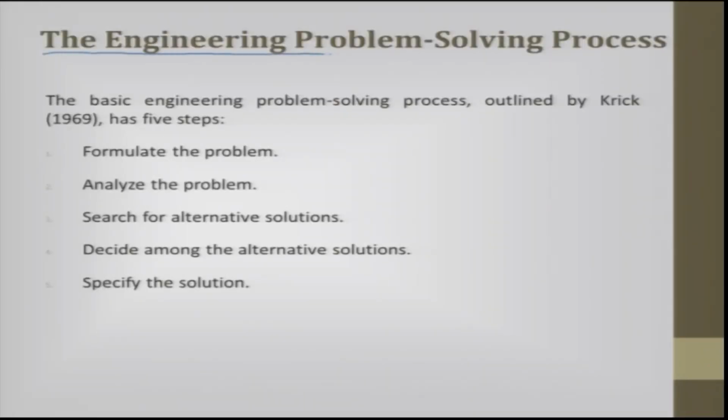So, the last topic in this lecture is going to be the engineering problem solving processes. The basic engineering problem solving process outlined by Crick has 5 steps. First, you have to formulate a problem. Second, you have to analyze the problem. Third, you have to look for alternative solutions. Fourth, you have to look among the alternative solutions for the best solution and start working on it. Finally, you choose the best solution. Okay, so these are the specification of the solution.